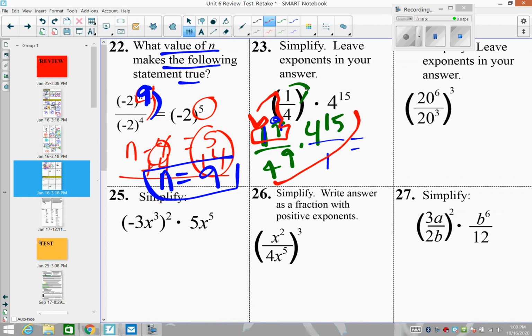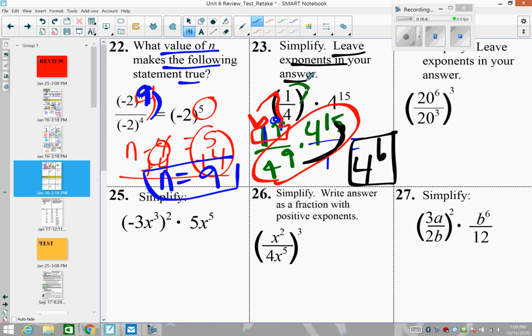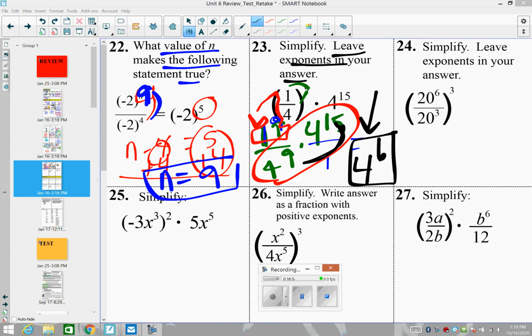What we can simplify, though, is this. And we could stack it on top of each other. I'm just simply out of space. But I have 15 4s on top. I have 9 4s on bottom. We can use the property where we know we can subtract the exponents because we're dividing. It becomes 4 to the 6th power, 15 subtract 9. And it says leave exponents in your answer. Final answer is 4 to the 6th power. You might want to rewind that one and check it out because that is one I often get questions on.